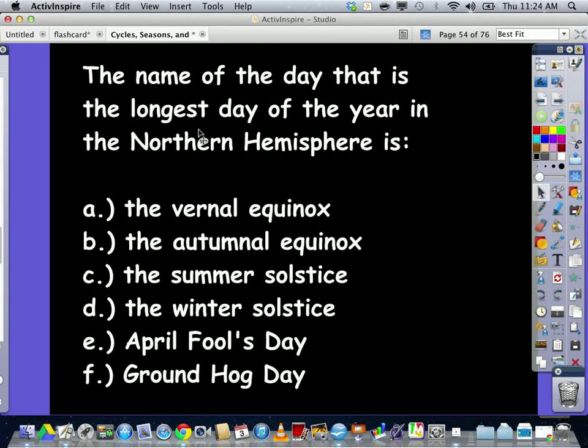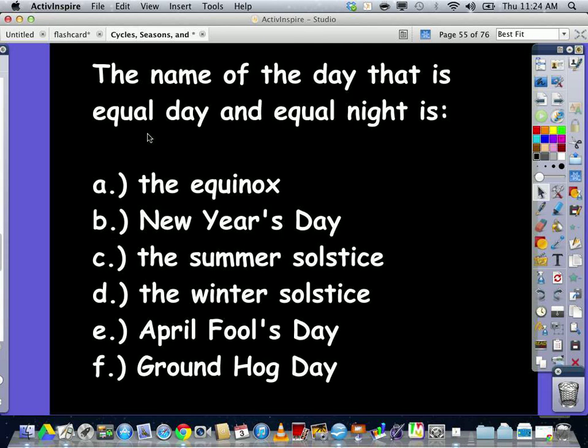So that should make this next one easy. The name of the day that is the longest day of the year in the northern hemisphere, C, summer solstice. Remember, we said summer days are long. It gets dark later. Next question, the name of the day that is equal day and equal night. Equinox, remember, equal. Equinox, equal.